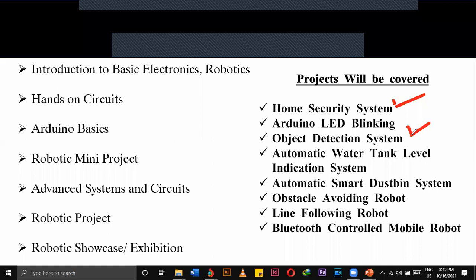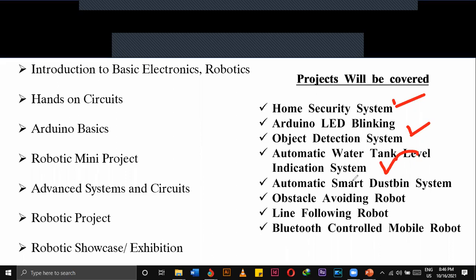Right? So the next one will be an automatic water tank level indication system. What is that? It shows the level of water inside a tank or bucket. We will make these kinds of projects, and also an automatic smart dustbin system. I have shown in our video a dustbin that opens automatically when we place our hand in front of it. We can make that one.